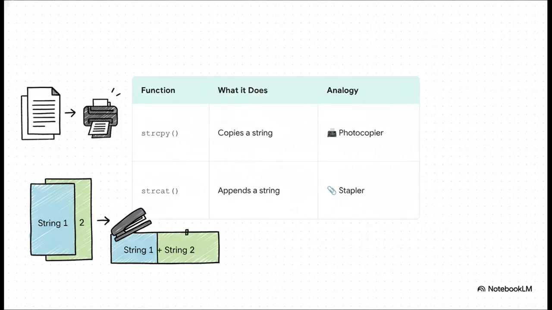Next, we've got what I like to call our document handling tools. Think of strcpy as your photocopier. It just makes an exact duplicate of a string. And then you've got strcat, which is basically a stapler. It takes one string and appends it to the end of another, joining them together.